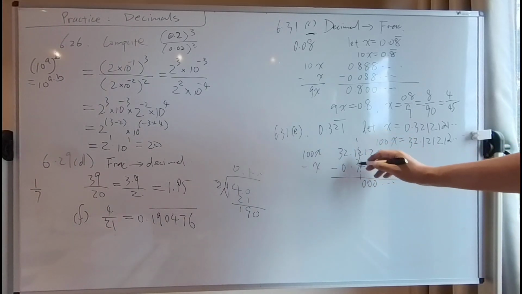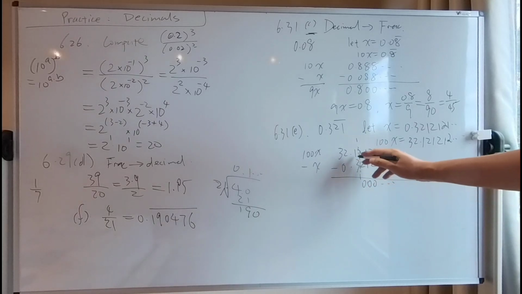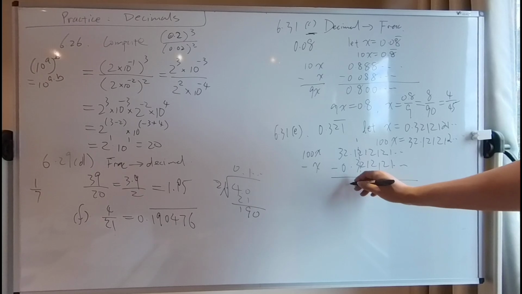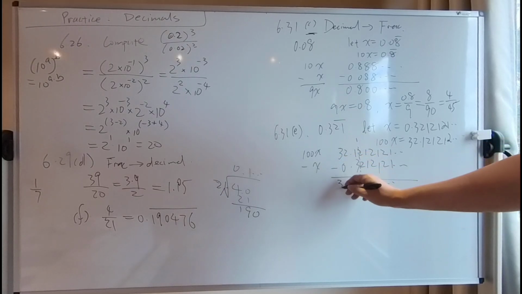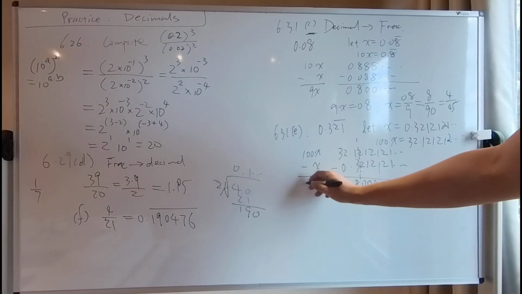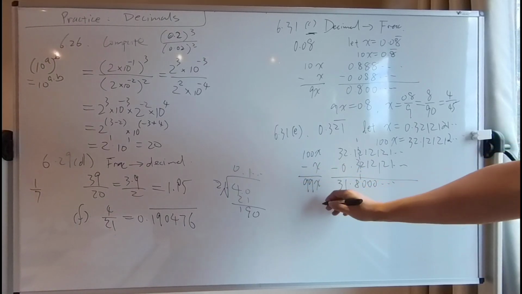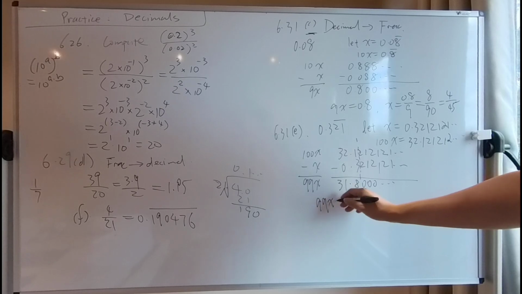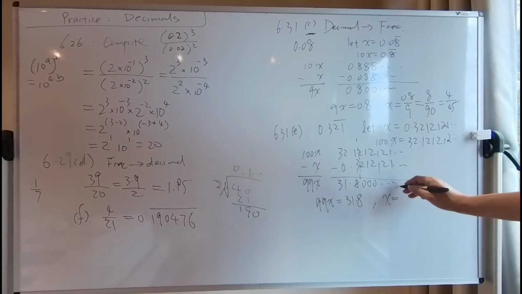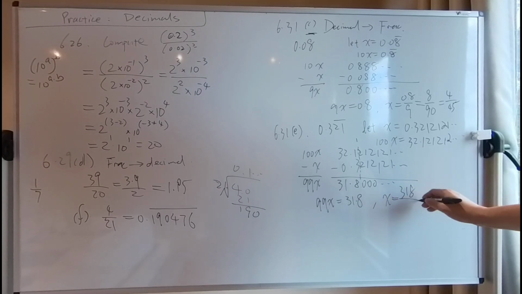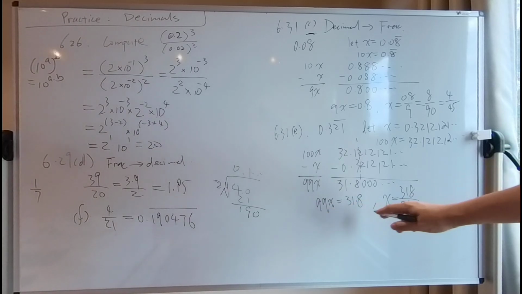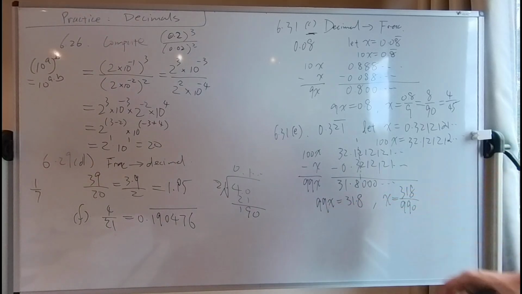But before this digit, you need to do the calculation by yourself. So 11 minus 3 is 8. You need to borrow 1, so 32 becomes 31. So that's it. On the left-hand side, this is 99x. So I have 99x equals 31.8. So my x is 318 over 990.